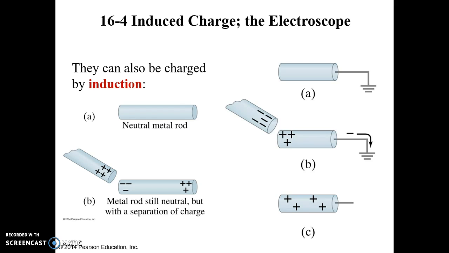Now, if a charged object, say negative this time, is brought close to the metal object, free electrons in the metal are repelled and many of them move down the wire into the Earth. This leaves the metal positively charged. Now, if the wire is cut from the ground while the charged object is still near, the metal object will have a positively induced charge on it.